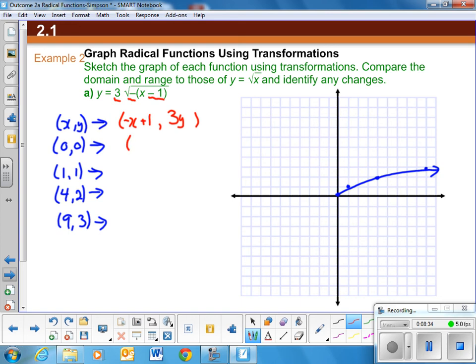That means our new points become (1, 0), (0, 3), (-3, 6), and (-8, 9). Let's graph those. So (1, 0), (0, 3), (-3, 6), and (-8, 9). And so our graph this time looks like this.